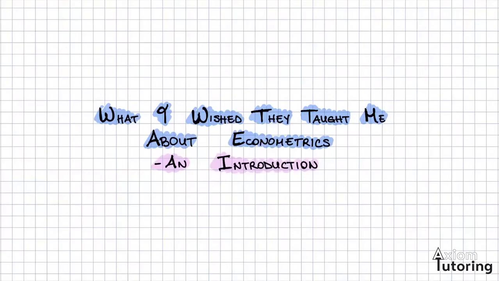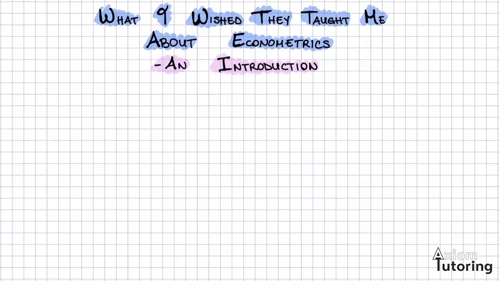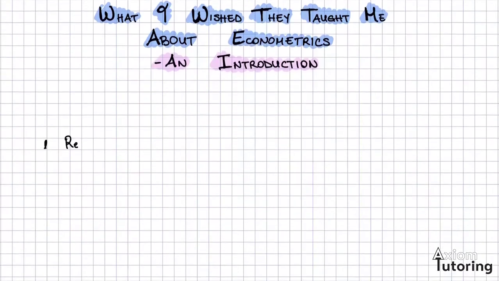In the previous video, we covered the first condition for a valid instrument, which was relevance, which meant that the instrument must move X. But relevance alone is not enough. Today, in this video, we're going to cover the second condition, which is the exclusion condition or restriction.